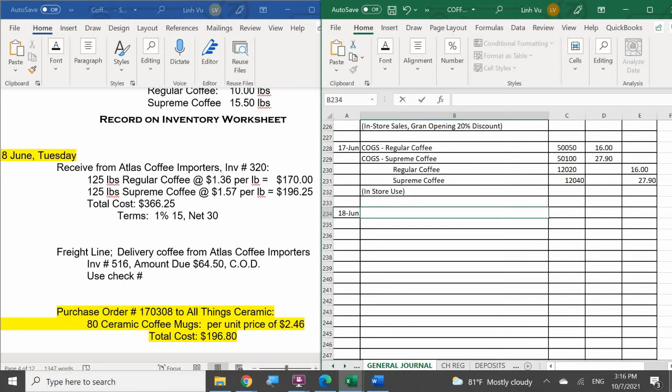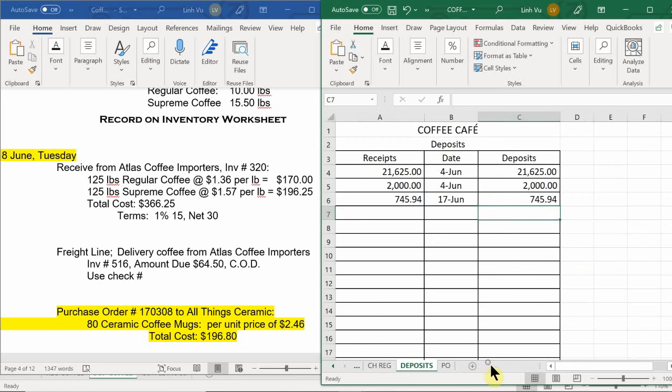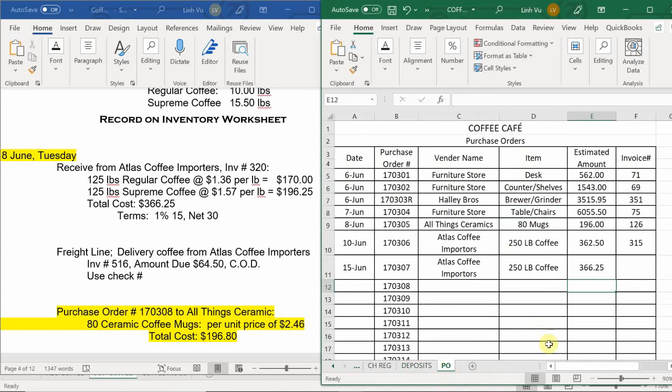Invoice 320. So let's first check the order to see what's going on there. Purchase orders. And the purchase order we're supposed to have is Atlas Coffee, 366. You see, we ordered the same amount of coffee, but this time the price of the coffee went up. Our first batch that we bought was only $360. Now this one is $366.25.